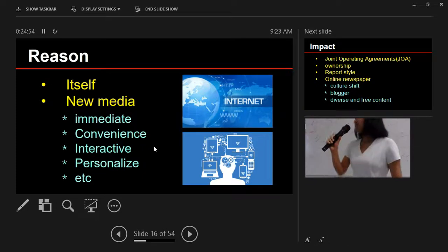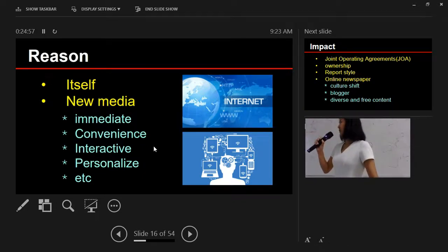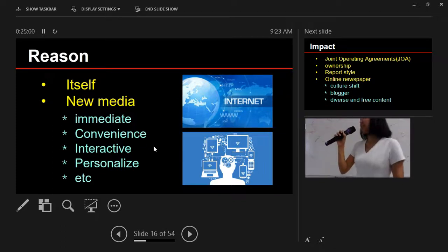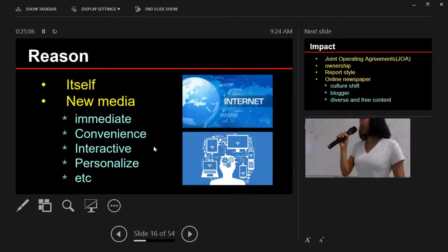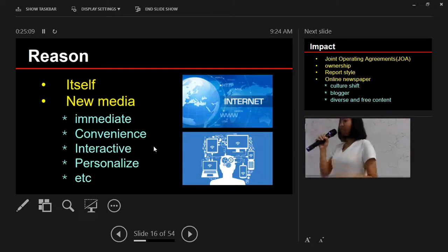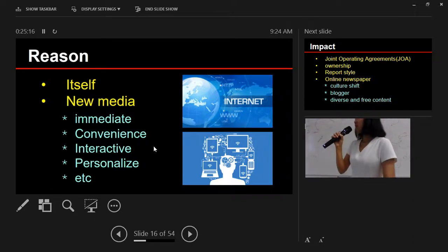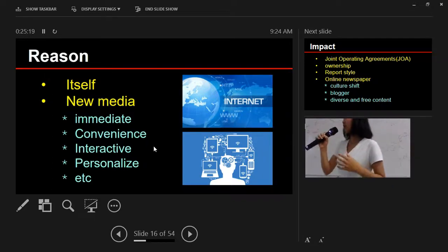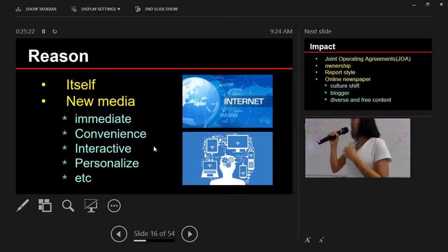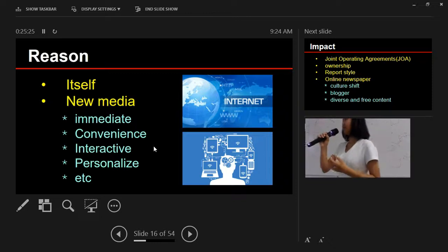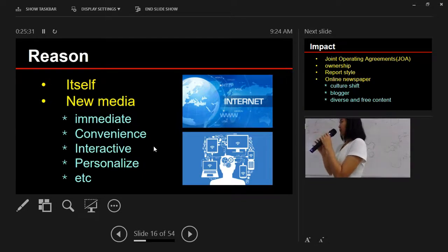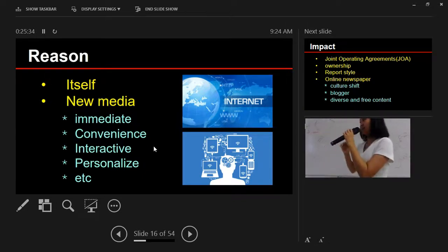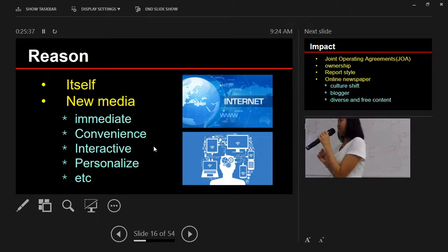It's immediate. People can know the news as it takes place, and it's convenient: whenever and wherever people want to skim news, they can turn to their smartphone. And it's very interactive. People can write down their comments to express their views or opinions, and can share the things happening in their daily life. It's personalized. New media can take care of people's personal experience.